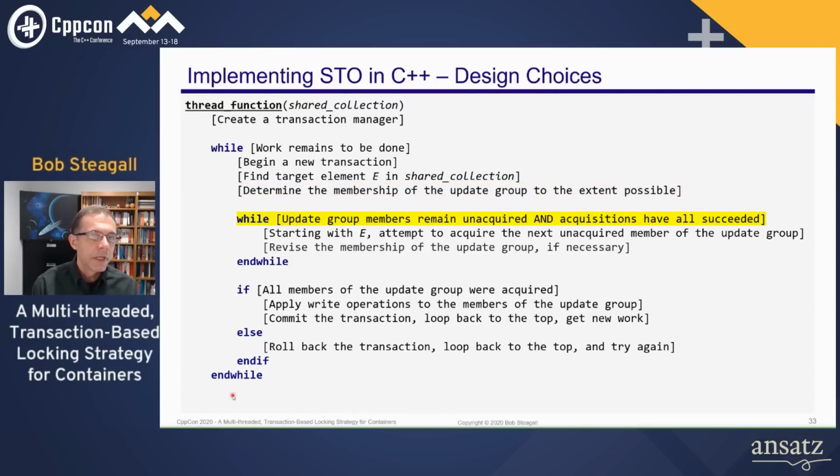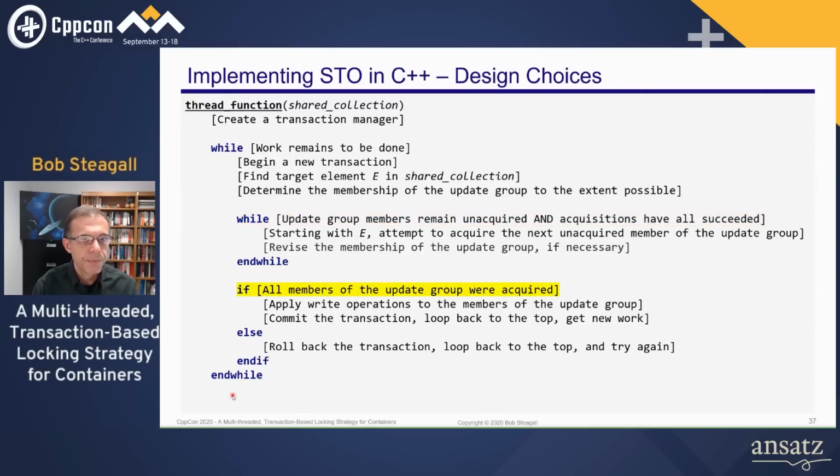Then we will, in a sense, recursively or iteratively look through the update group. So while update group members remain unacquired, there could be more update groups in a transitive relationship, and all of the acquisitions that we performed have succeeded so far, we will start to acquire the next unacquired member of the group. We revise the membership of the group, and we go back up again. And so what this loop is indicating is that you start with E and you keep iterating until you find all the members, you compute the set closure of all of the elements that are part of the update group of E.